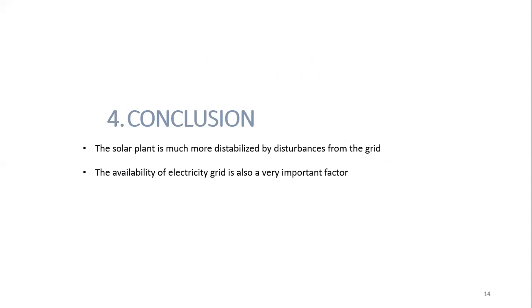The conclusion: the one year data analysis study shows that the solar power plant is more destabilized by disturbance from the grid than from the solar power plant. The availability of the electricity grid is also a very important factor to take into account in the energy production of a grid connected PV system.